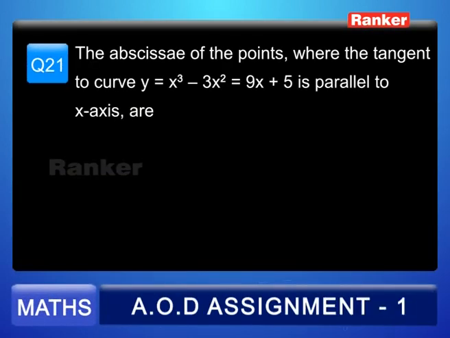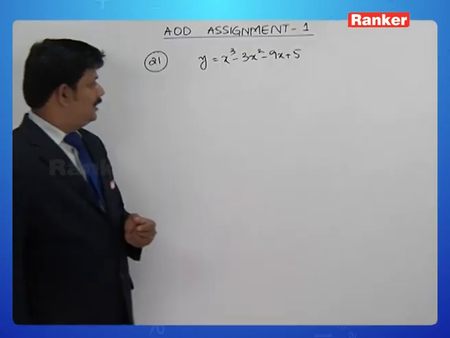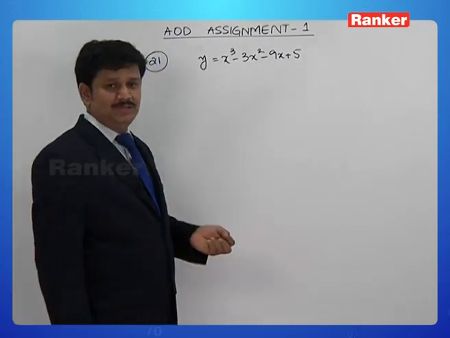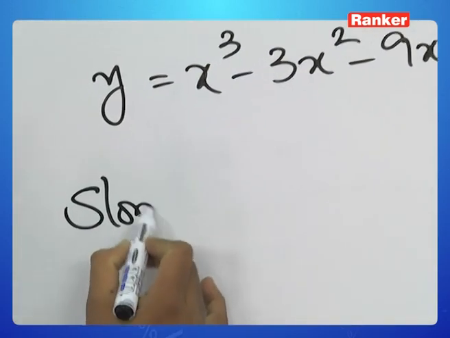Next question: the abscissa of the points where the tangent to the curve y equal to x cube minus 3x square minus 9x plus 5 is parallel to x axis. Option A, x equal to 0 and 0. Option B, x equal to 1 and minus 1. Option C, x equal to 1 and minus 3. And option D, x equal to minus 1 and 3. We are asked to find the abscissae of the points, x coordinates of the points, where the tangent is parallel to x axis, that is, slope of the tangent has to be 0.